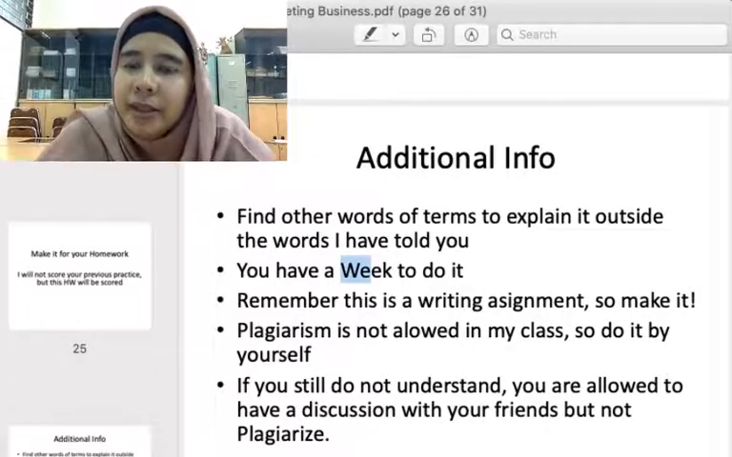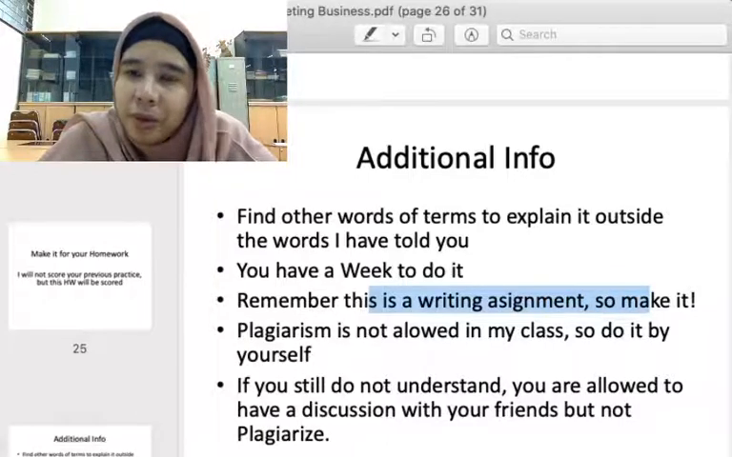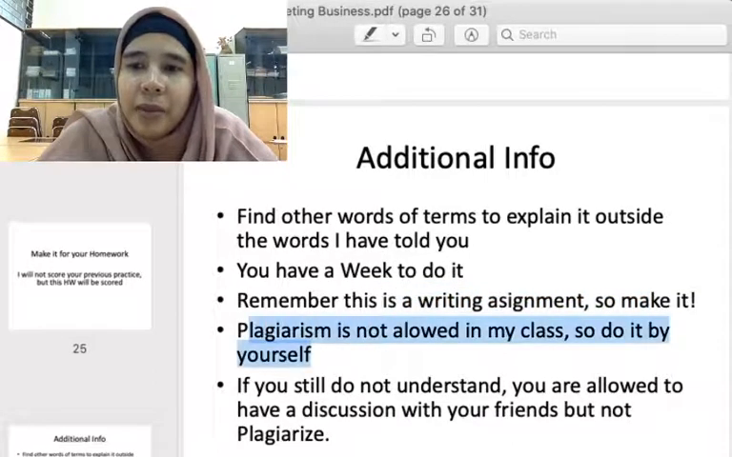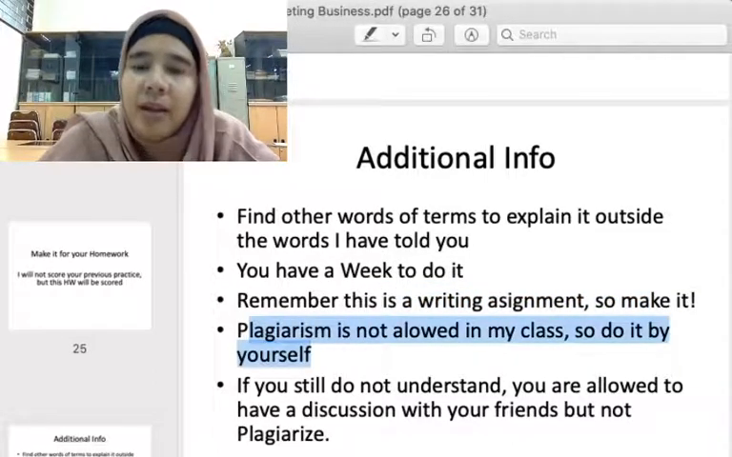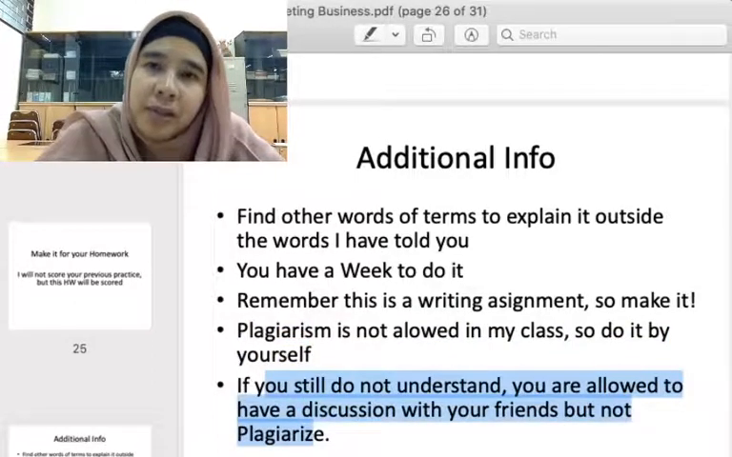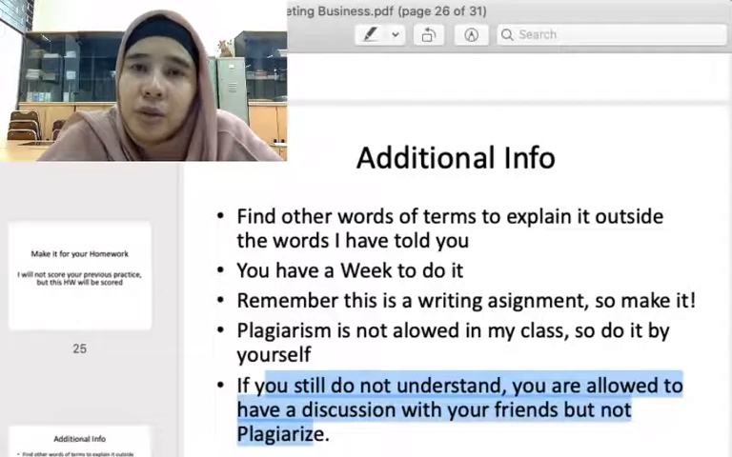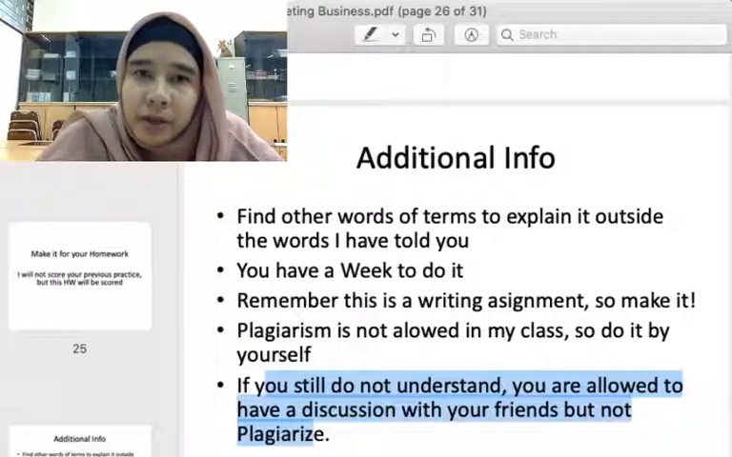Remember, this is a writing assignment, so you have to make it, because every writing assignment will be scored and included in your score. Plagiarism is not allowed in my class, so do it by yourself. If you still do not understand, you are allowed to have a discussion with your friends, but not to plagiarize. You can also ask me questions through message on the SCA platform, but make sure that you use your own words. I have told you many times that I don't really appreciate plagiarism.